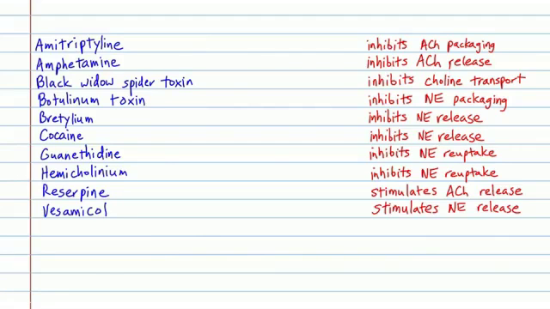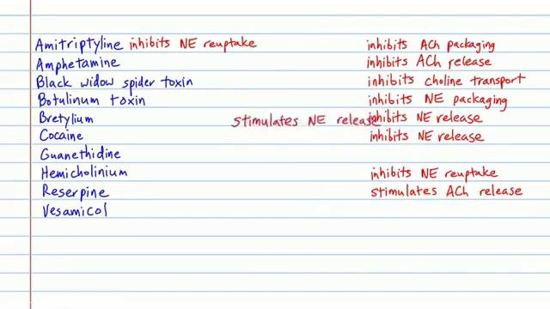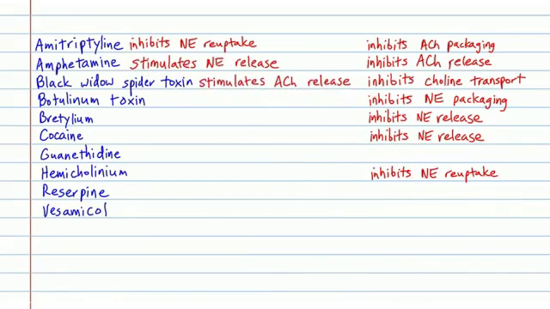In this whiteboard review, I've listed several drugs and toxins on the left, and we're going to match them up with their actions on the autonomic nerve terminals. The first one here is amitriptyline, which is a tricyclic antidepressant, a TCA. And we said that those inhibit norepinephrine reuptake. The next one is amphetamine, which we said stimulates norepinephrine release. Then we have black widow spider toxin, which stimulates acetylcholine release. Botulinum toxin inhibits acetylcholine release.